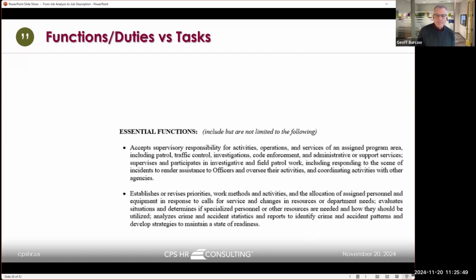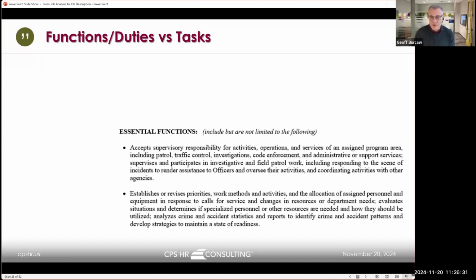If you look at our job description, we have our essential functions. They're not in task form, but there's a lot to them. If you look at, say, these two, the first one accepts supervisory responsibility for activities, operations, and services in an assigned program area, etc. So you can think of lots of different tasks that would go into this particular duty. And the second one establishes or revises priorities, work methods, activities, and there's a whole bunch of other stuff. So these are functions or duties because each one of these represents a piece of that job.